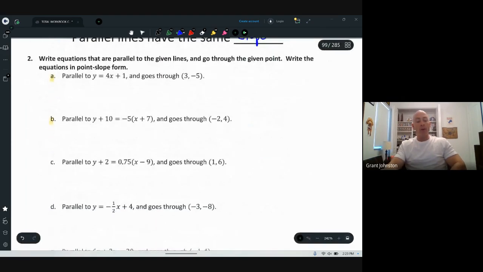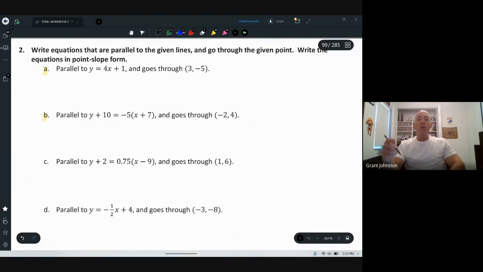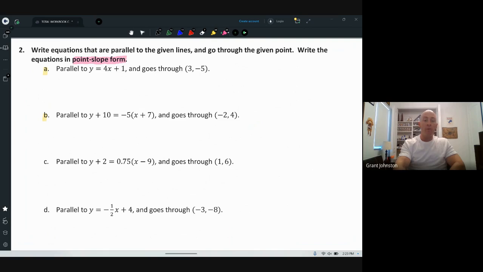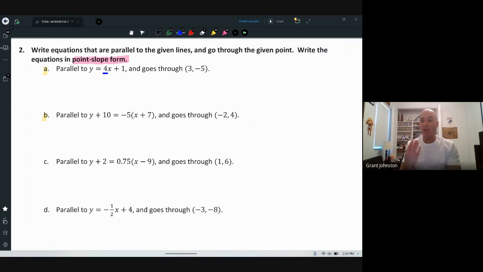So number 2 says, write equations that are parallel to the given lines and go through the given point. Write the equations in point slope form. So let's just remember, we're going to write it in point slope form for these questions. Okay. So A says parallel to y equals 4x plus 1 and goes through the point 3 comma negative 5. So if it's parallel to y equals 4x plus 1, it must have the same slope as y equals 4x plus 1. And the slope of this line is 4 because it's written in slope-intercept form. So that slope is 4.